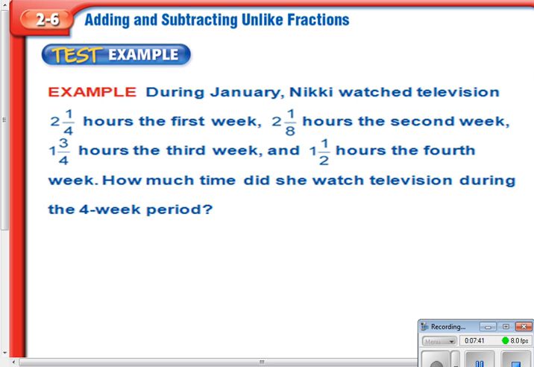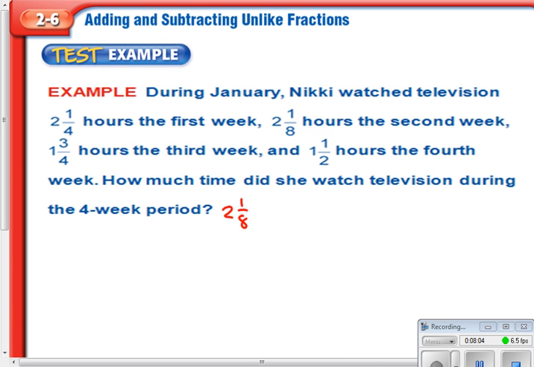Our last example, a word problem example. During January, Nikki watched television 2 1/4 hours for the first week, 2 1/8 hours for the second week, 1 3/4 hours the third week, and 1 1/2 hours the fourth week. How much time did she watch television during the 4-week period? So we're figuring out how much time she spent. In order to do this, we need to add all the hours together.